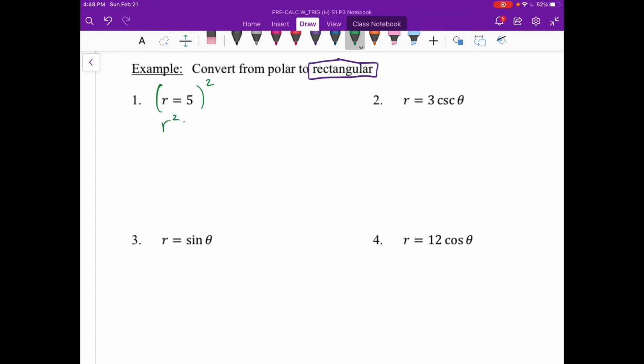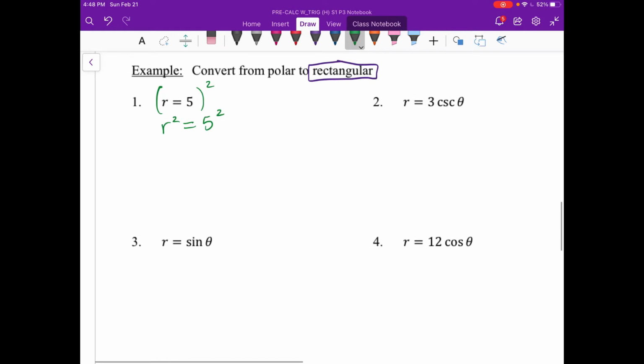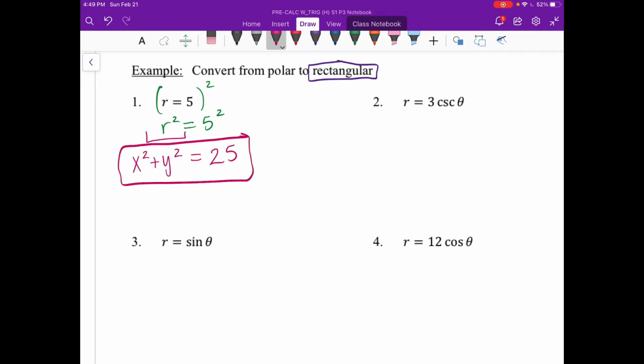When I square this completely, I get r squared equals 5 squared. This is the only property. I don't have one that says r equals a single term. That's why I have to square the whole thing. So r squared is going to change to x squared plus y squared, and that equals 25. And we are not looking for a particular y equals or x equals answer. As long as there's no more r and thetas, you are good to go.